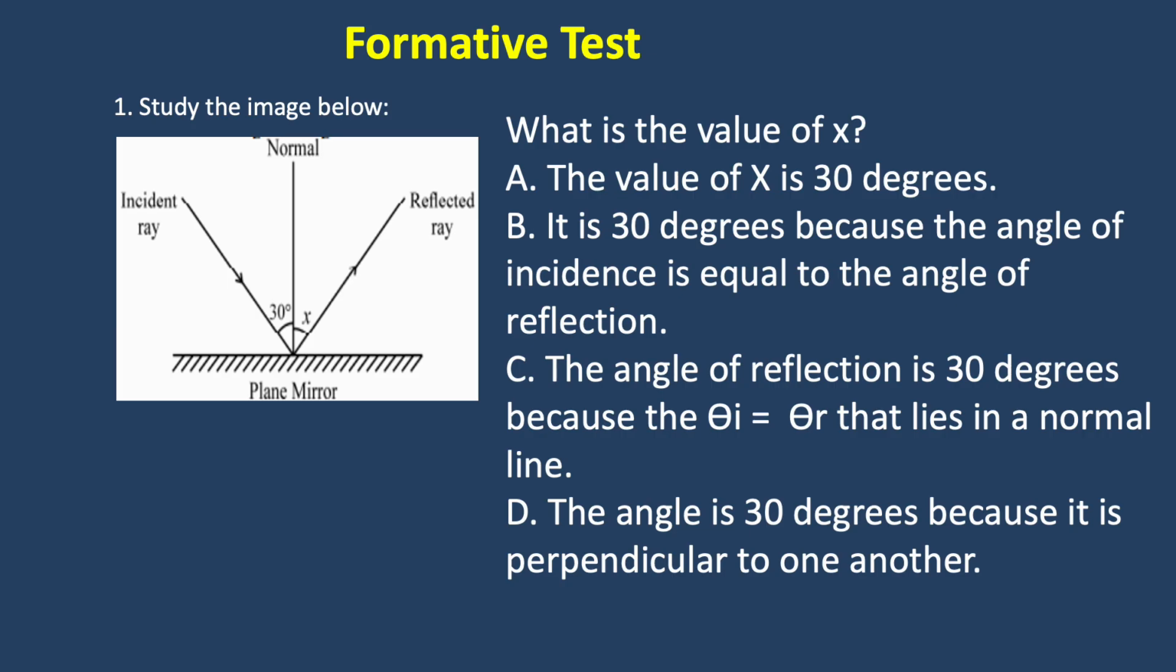Now I want you to answer the 2 questions under the formative assessment. Prepare a piece of paper and ballpen. Question number 1. Study the image below. What is the value of x? A. The value of x is 30 degrees. B. It is 30 degrees because the angle of incidence is equal to the angle of reflection. C. The angle of reflection is 30 degrees because the angle of incidence is always equal to the angle of reflection that lies in a normal line. Or letter D. The angle is 30 degrees because it is perpendicular to one another.